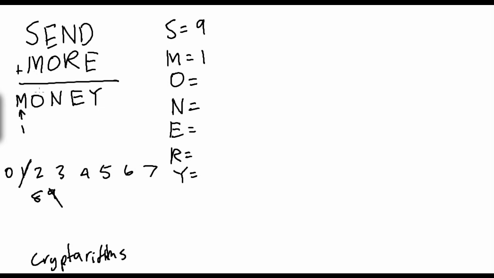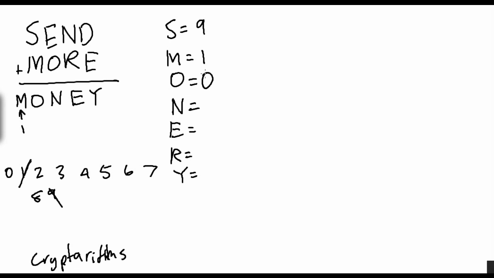So what does that make O? Well, 9 plus 1 is 10, so M is 1, and O has to be 0. After all, if S is 9 and M is 1, the sum is 10, and you bring the 10 down, so of course O is 0.